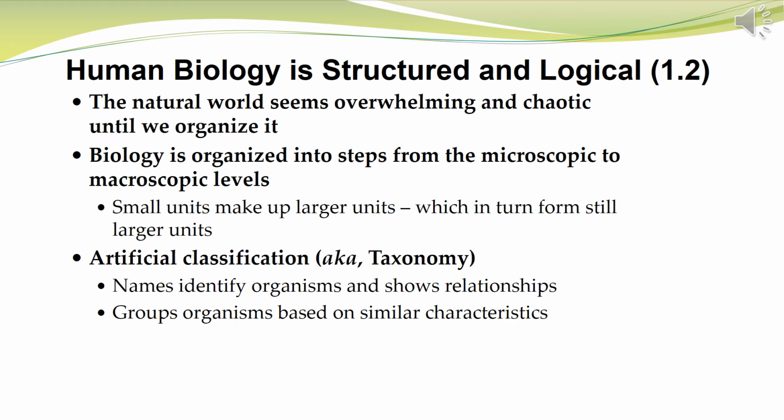And of course, we have an artificial classification system, or taxonomy. We use these names to identify organisms and to show relationships between different species of organisms. And we group organisms based on similar characteristics or similarities in their DNA, which is different from physical characteristics, of course.